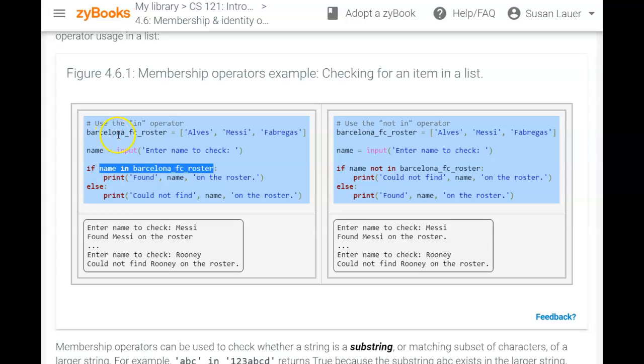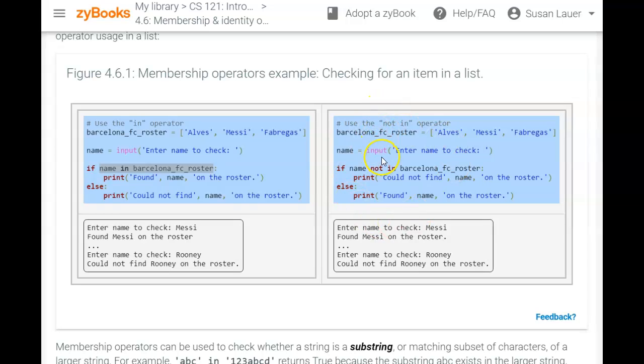So we're first assigning a list to a variable. Then we're asking for an input from the user. And then we'll check the list to see if their name is in that list. If it's found, they'll say that the name is on the roster. And if it's not found in that list, then we'll say that we couldn't find the name on the roster.